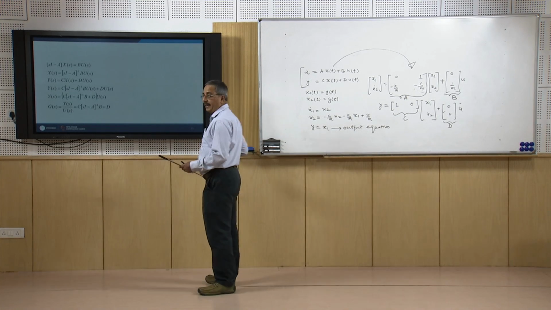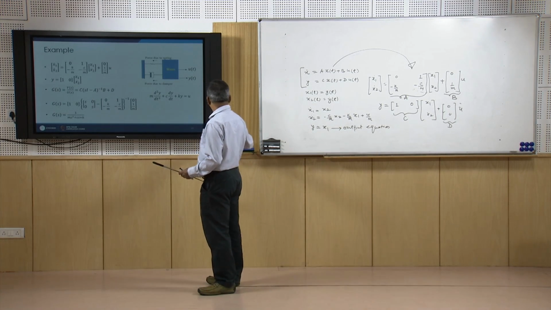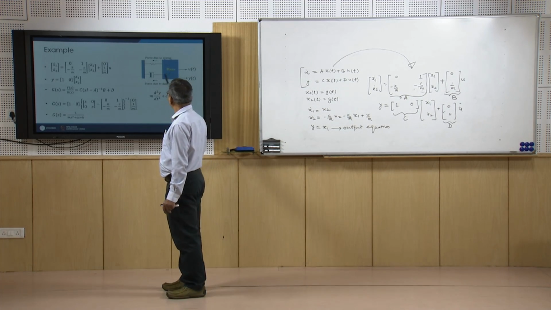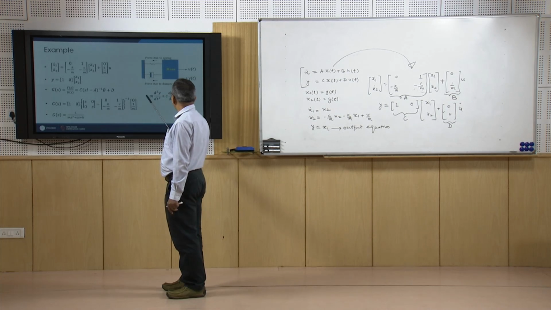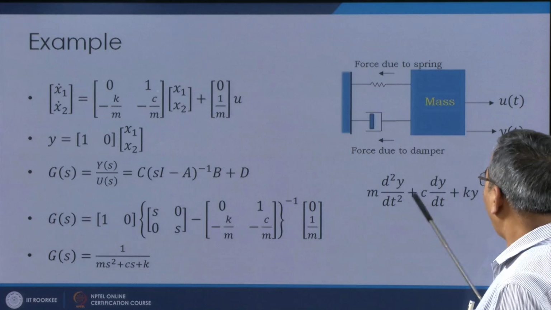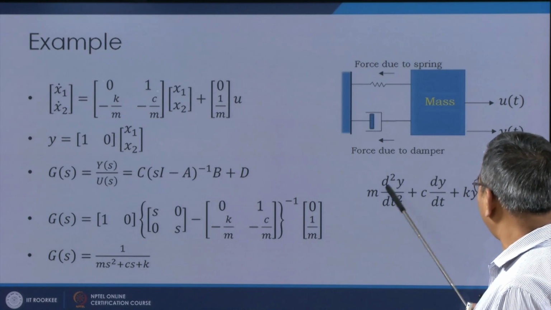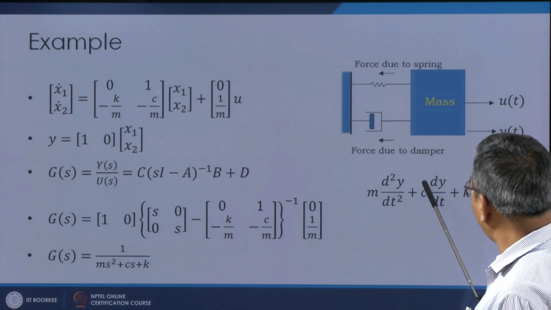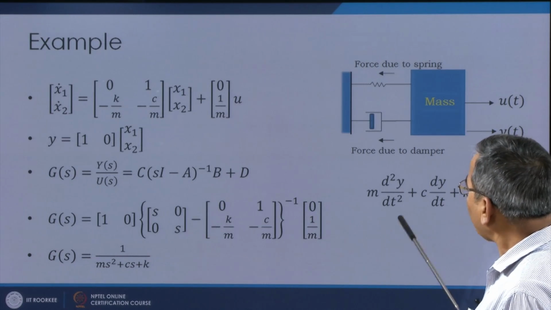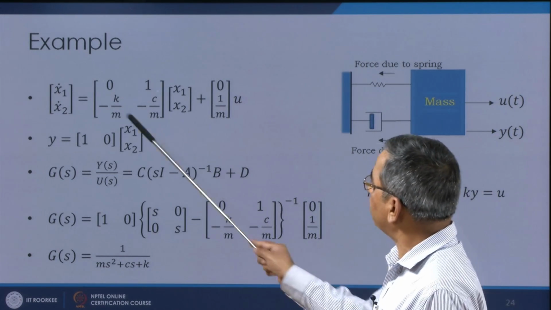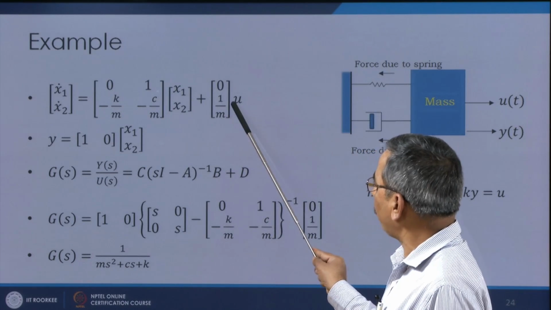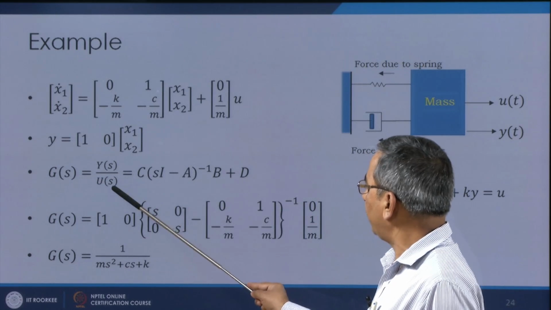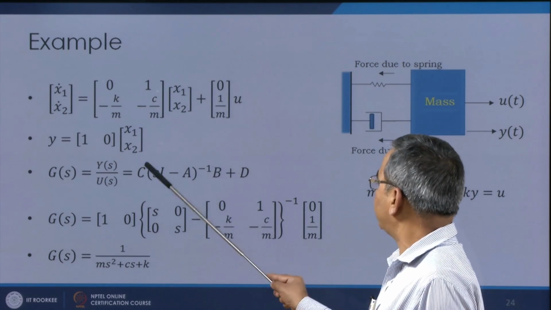I can just explain this concept using the same problem which we have considered here: again the same spring mass damper system, and this is my dynamic equation. One way of doing it is that I can take the Laplace transform directly here, assume the initial condition to be 0, and find the transfer function. The other way, through the state space approach, is that these are my state equations and this is my output equation. So, I can find the transfer function Y(s) by U(s) using the expression which we have just derived.